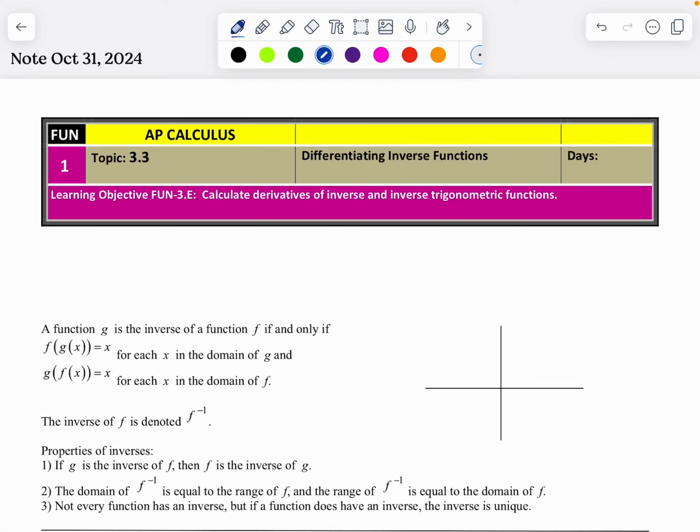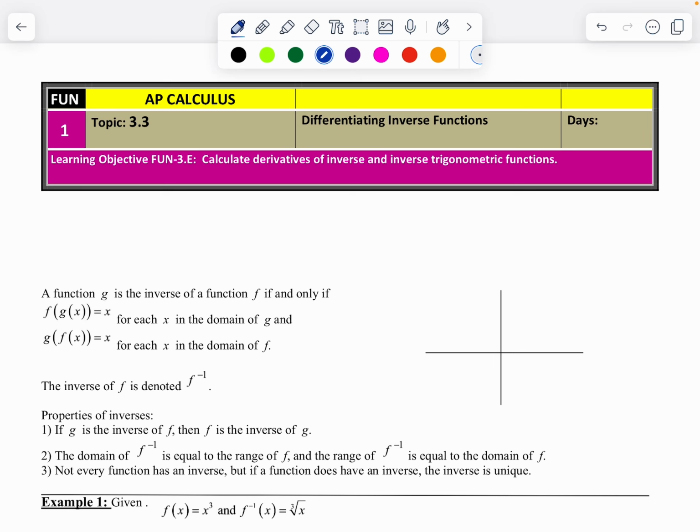Today's lesson starts us with topic 3.3, which is about differentiating inverse functions, or finding the derivative of inverse functions. We're going to start off with, well, actually, let's back up just a moment. And what I want us to notice here is the learning objective.